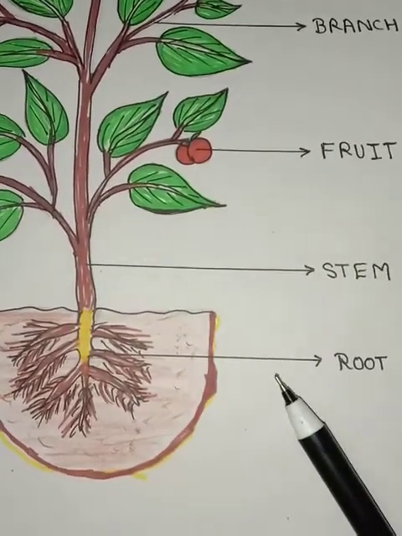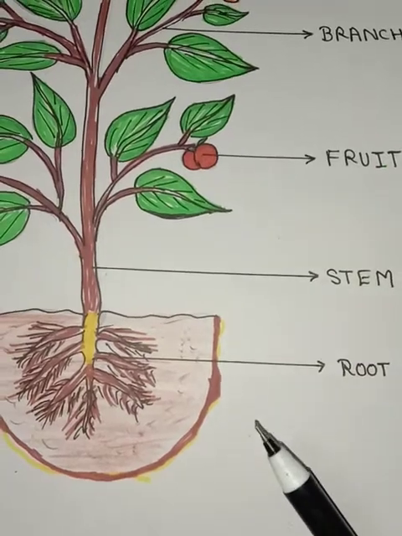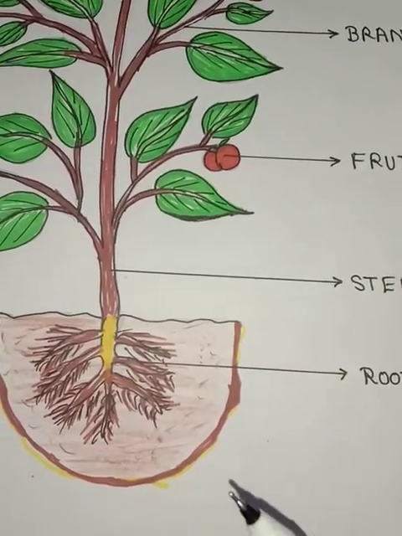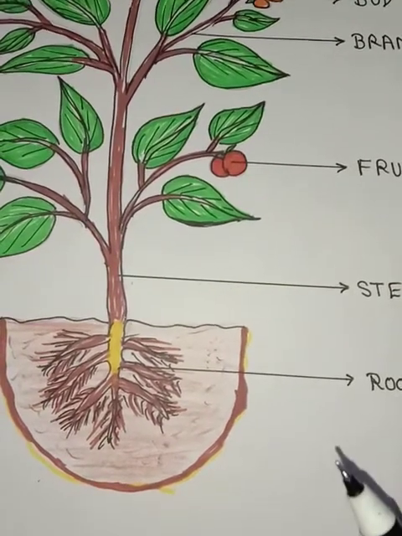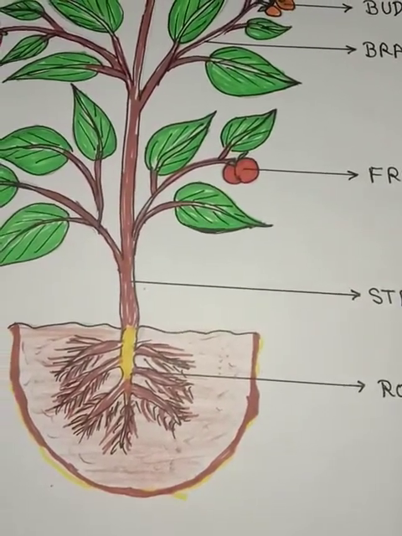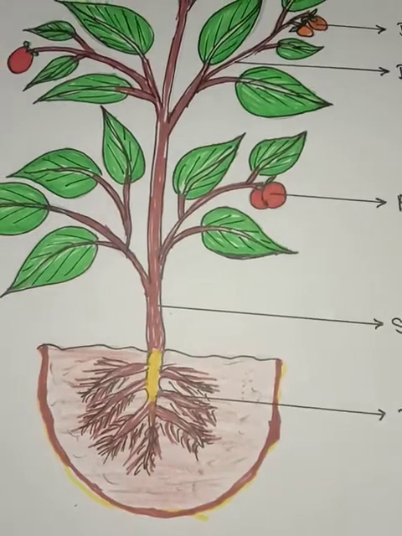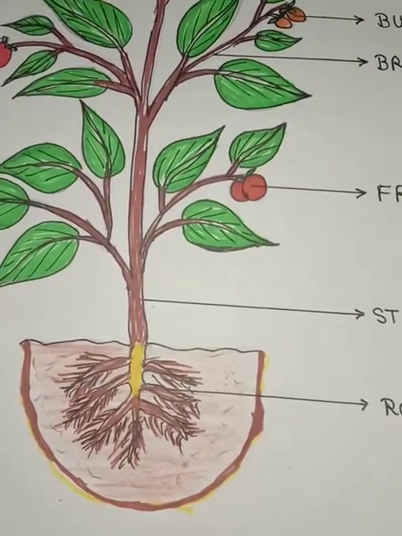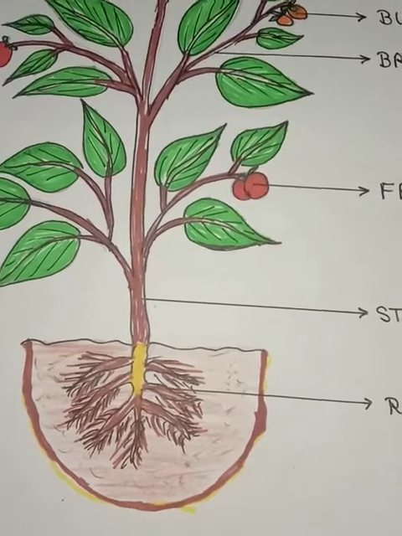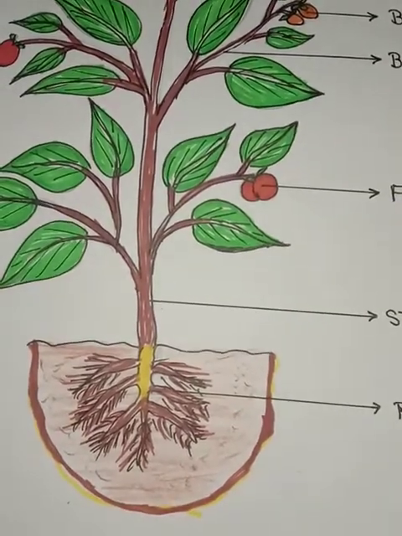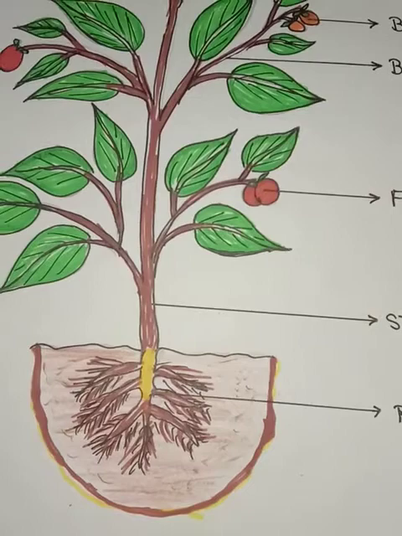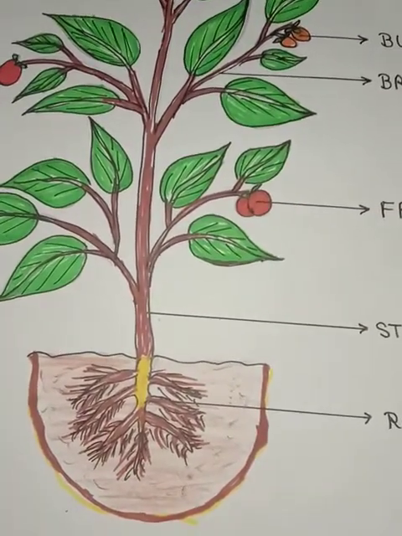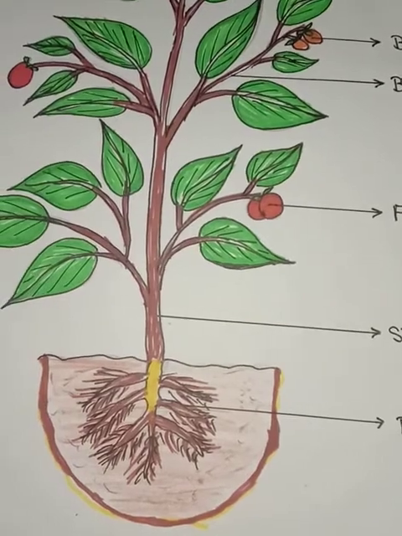Okay, you know there are two types of roots, taproot and fibrous root. Taproot: when a main root grows from the end of the stem and many small roots grow from the main root, it is a taproot. Okay. Now examples of taproot: papaya, hibiscus, rose and tomato.